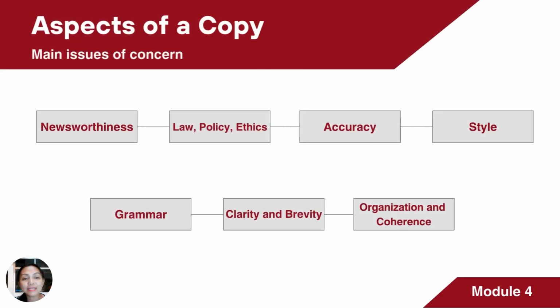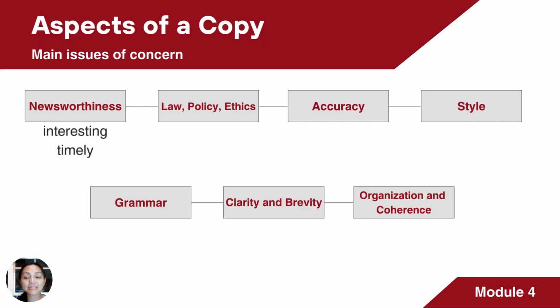Now, let's go to the different aspects of a copy or the main issues of concern for the copy editor. We have here the first is newsworthiness, next is law, policy, ethics, next is accuracy, then we have style, next is grammar, clarity and brevity, organization, and coherence. Now, let us discuss the different aspects one by one. Let's start with the newsworthiness.